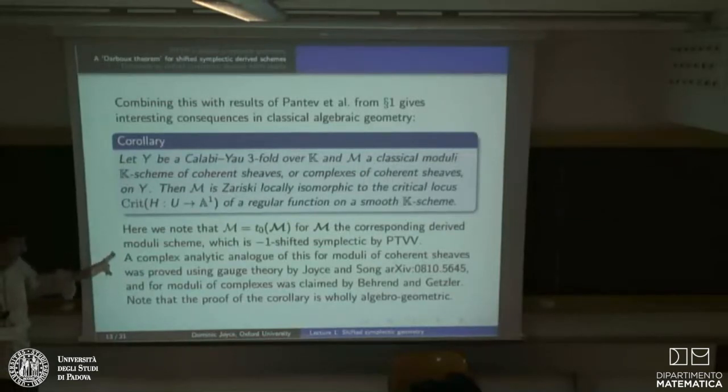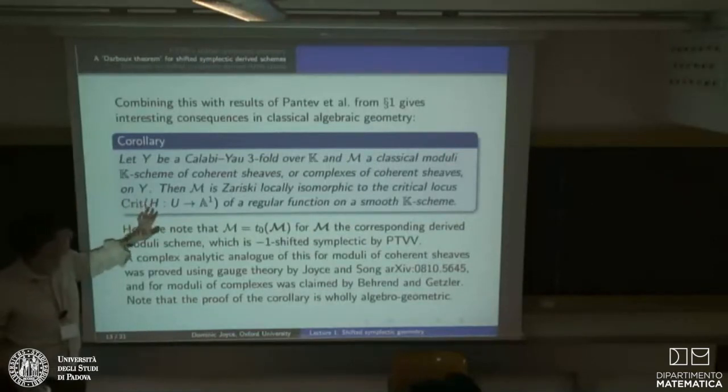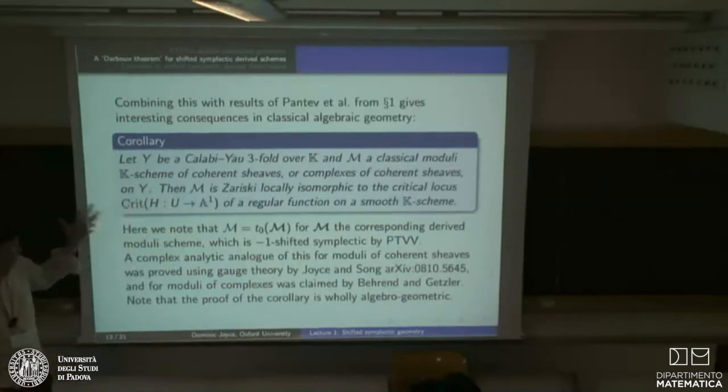Okay, so together with postdocs Yin and Song, I did prove a complex analytic analog of this for moduli of coherent sheaves on complex Calabi-Yau 3-folds, as part of a monograph I wrote on Donaldson-Thomas invariants. And we needed to know this in order to prove wall-crossing formulae for Donaldson-Thomas invariants. An analogous result for moduli of complexes, again over C, was claimed by Behrend and Ezra. I think I've seen Ezra walking around. So Ezra can tell you how he proved that, but as far as I know, the paper hasn't actually appeared yet. But the proof of this is wholly algebraic geometric, whereas these two things were proved, I think, using analytic methods, and at best were only going to tell you that over C, you get the critical locus of a holomorphic function on a complex manifold, rather than an algebraic function on an algebraic variety.